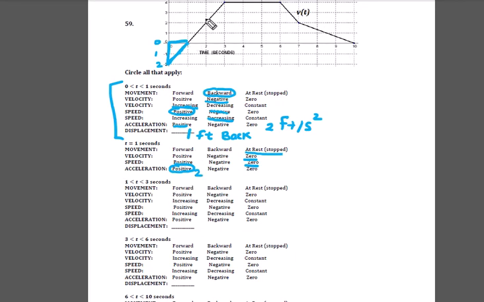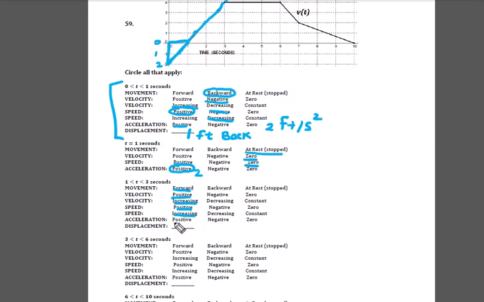All right, now from 1 to 3 seconds. So this piece right here. So now we're moving forward because the velocity is positive. All of this is above the x-axis. The velocity is still increasing because the line is going up. The speeds are all positive. Again, it can never be negative. The speed is increasing. So just read the speed numbers. Again, the speed is 0, then 1, then 2, then 3, then 4. So the speed's going up.